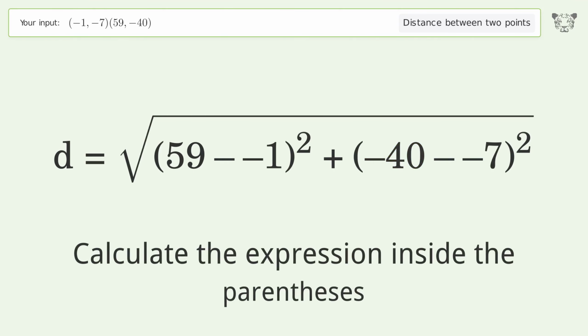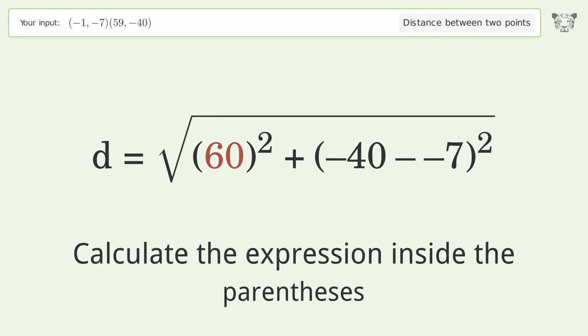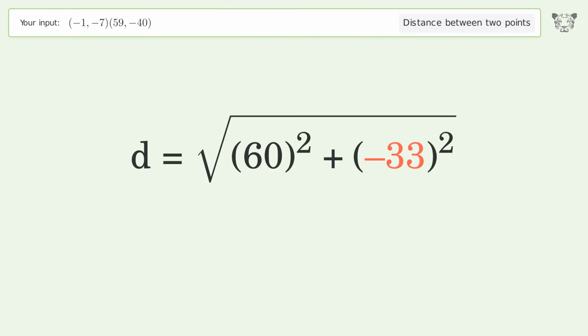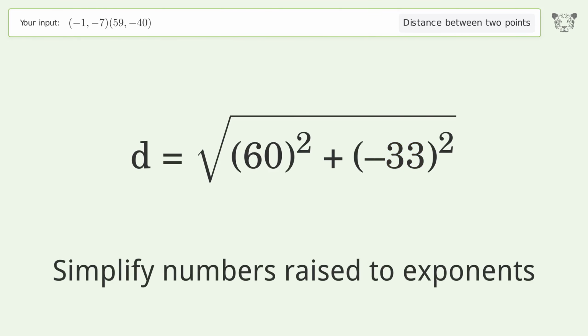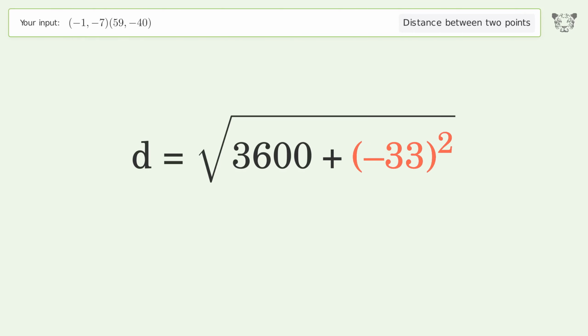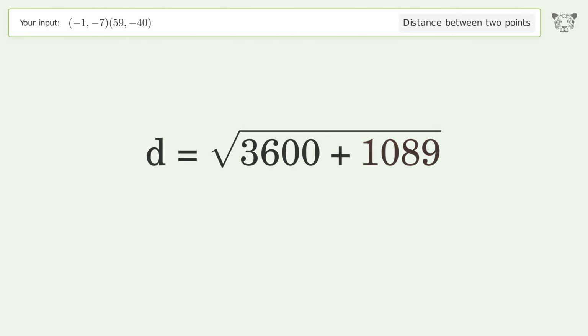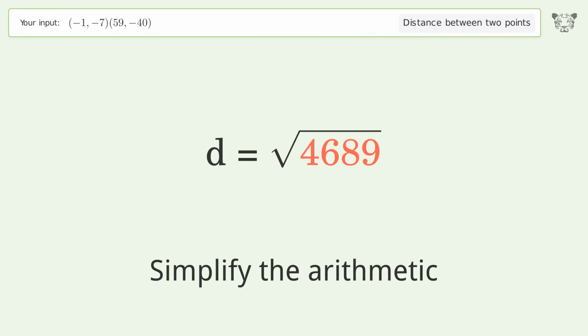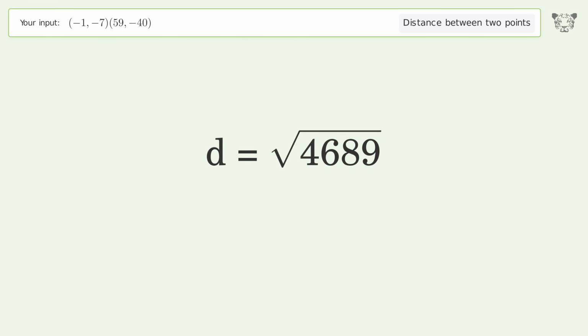Calculate the expression inside the parentheses. Simplify numbers raised to exponents. Simplify the arithmetic. And so the distance between the 2 points is the square root of 4,689 or 68.476.